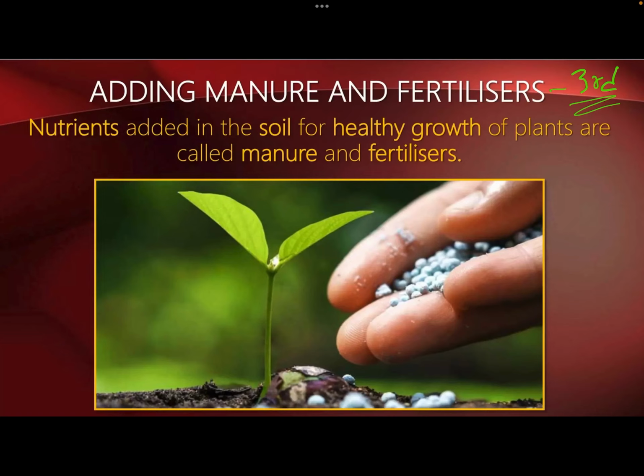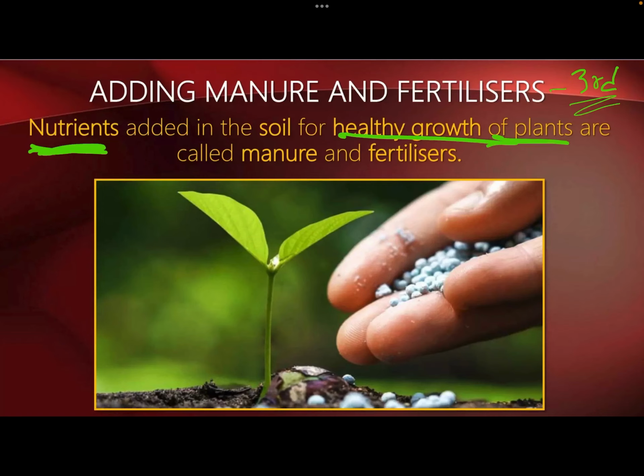insects, except for earthworms. Earthworms are the farmers' friends. They help in planting and farming. Except for earthworms, there are many insects, or you might have seen birds, which will ruin the crops and ruin the soil. So it is a possibility that the soil will get depleted. So we have to add additional nutrients for healthy soil and healthy growth of plants.